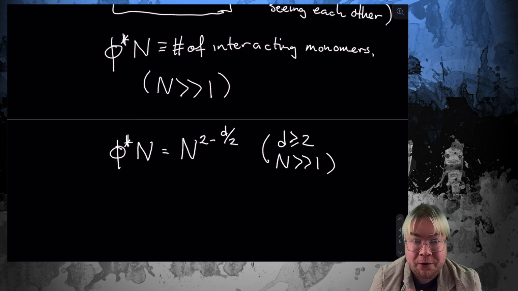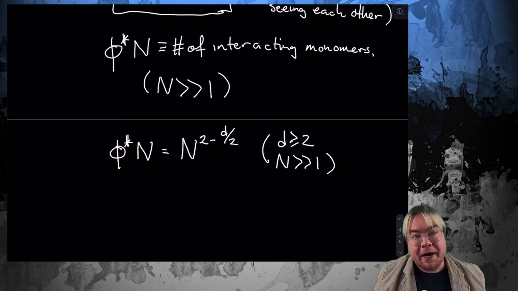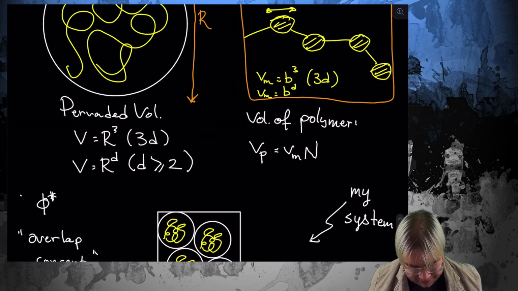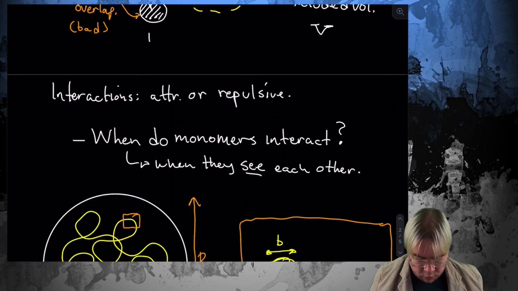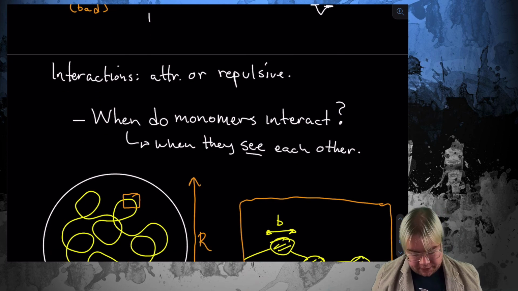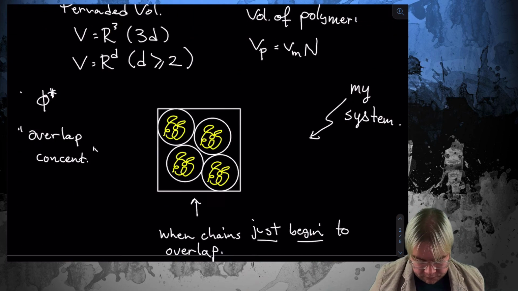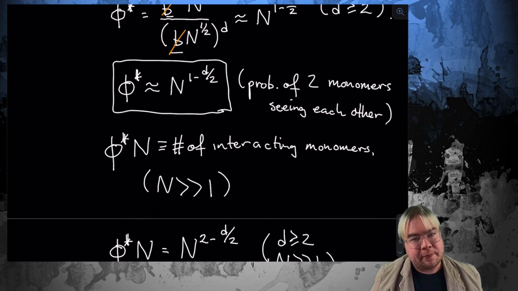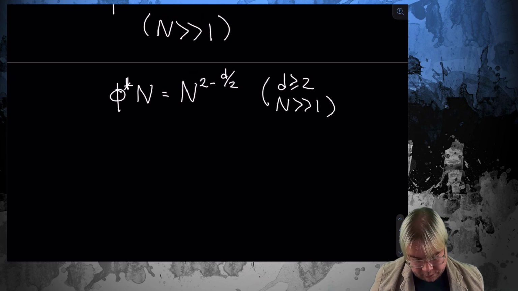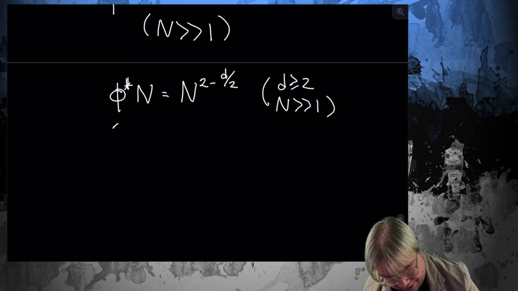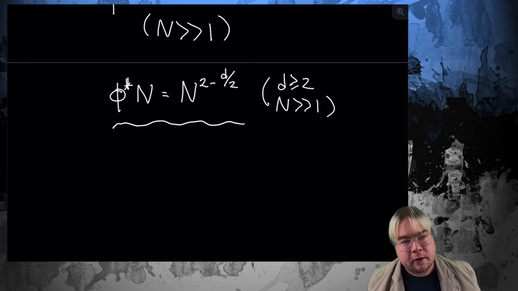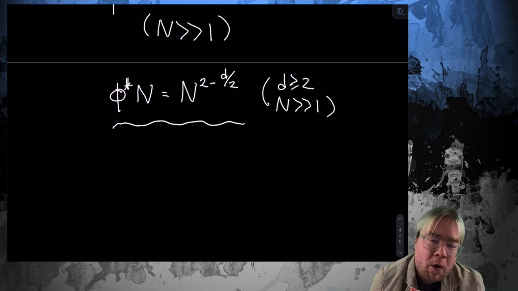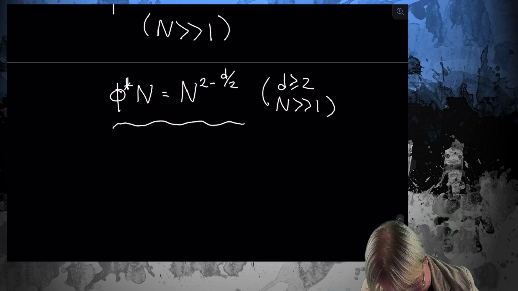Okay, so why did we do this? Well, remember, the question I'm trying to answer here is, when do monomers interact with each other? When do they see each other? So they see each other according to the overlap concentration. And we're going to look at how many interacting monomers there are. And why did I leave this as d?